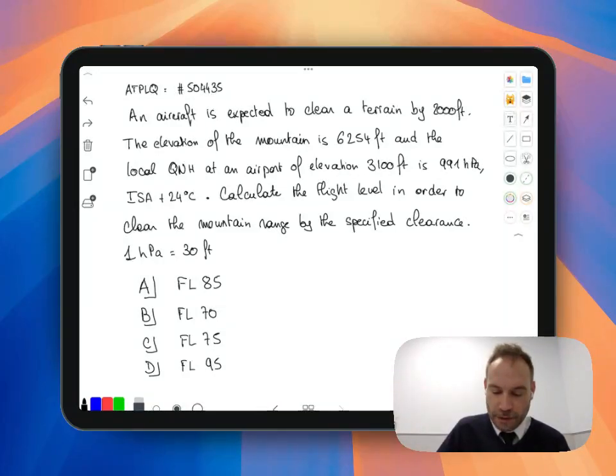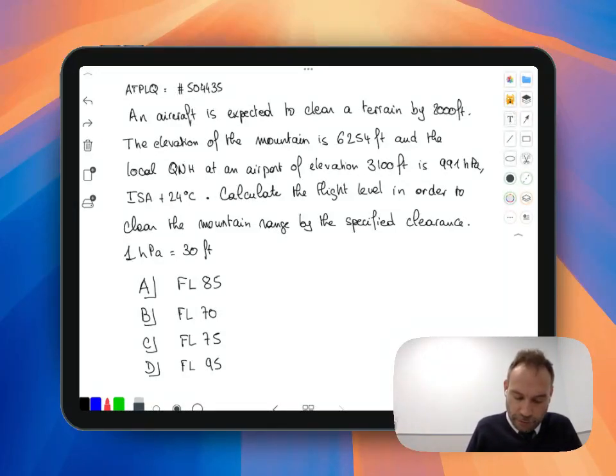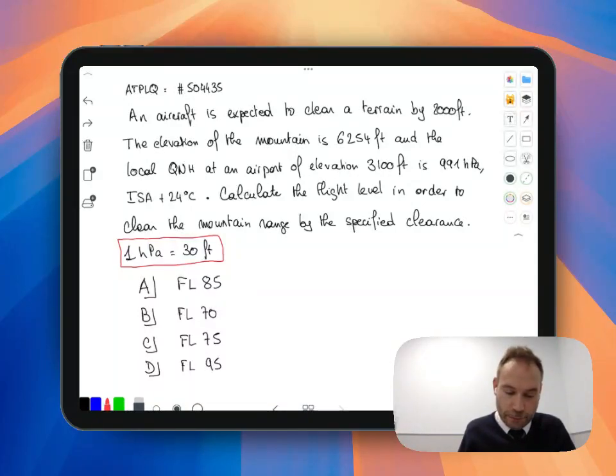The elevation of the mountain is 6254 feet and the local QNH at an airport of elevation 3,100 feet is 901 HPA with an EASA deviation of plus 24 degrees, so warmer than EASA. Calculate the flight level in order to clear the mountain range by the specified clearance. And the question mentions that 1 HPA is 30 feet, which is the official value that you have to take in the EASA ATPL exams all the time, unless something else is mentioned.